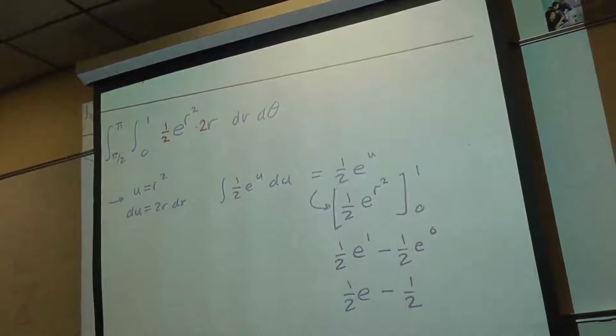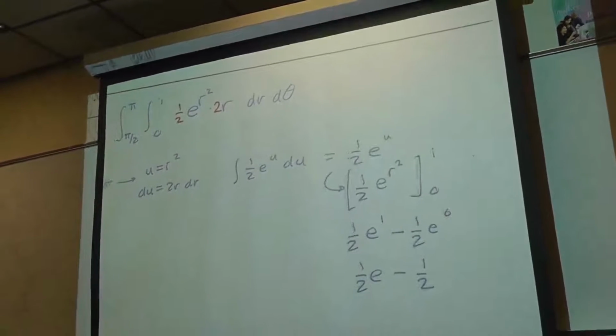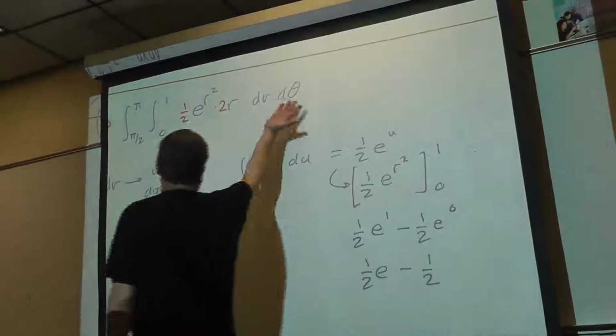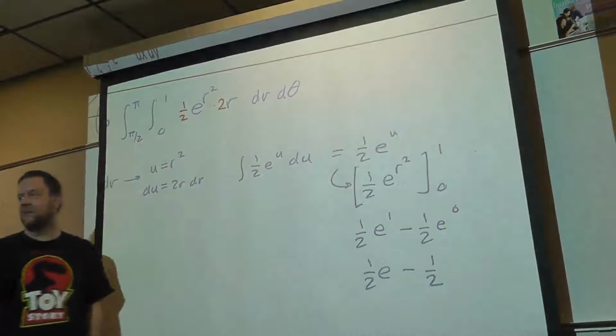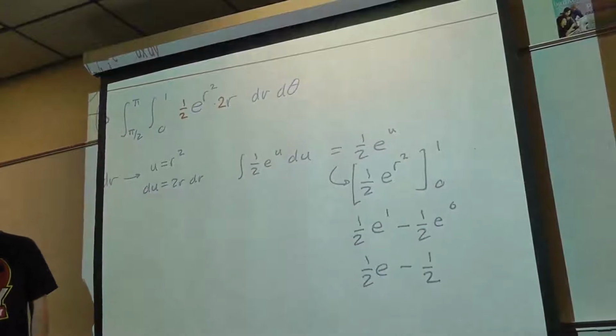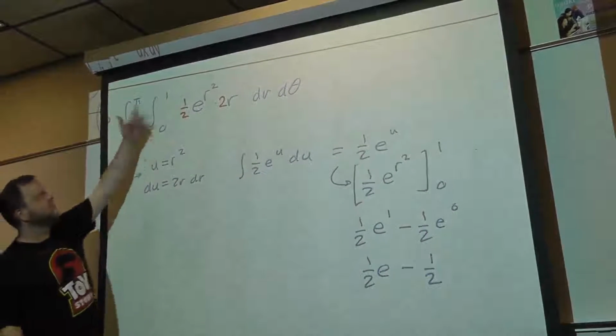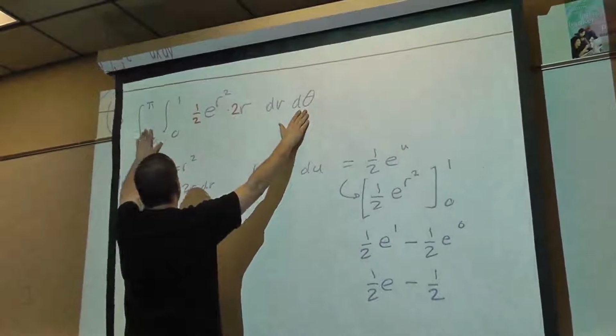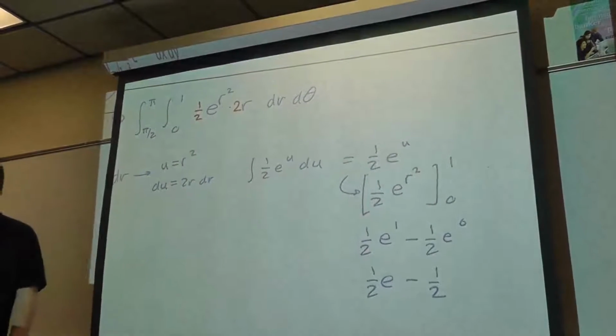Okay. So how do we know which limits to put on the inside and the outside in this particular one? Because I have them reversed. I almost always do dr d theta. You can do d theta dr if you want to. There's no problem. This pairs with this pairs with this, just like x and y. Always from the inside out.